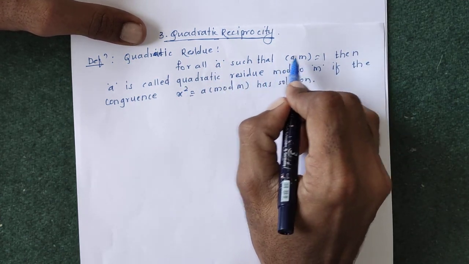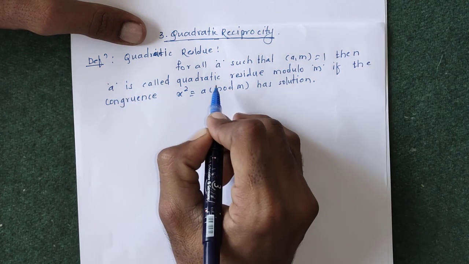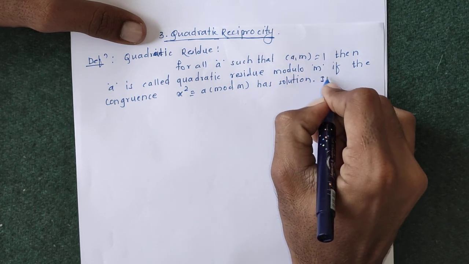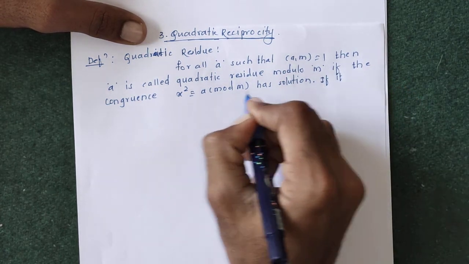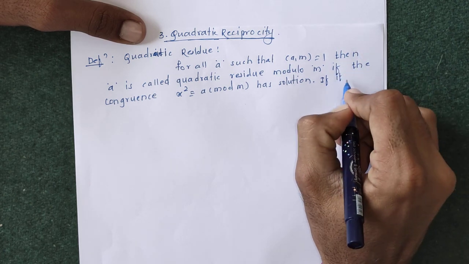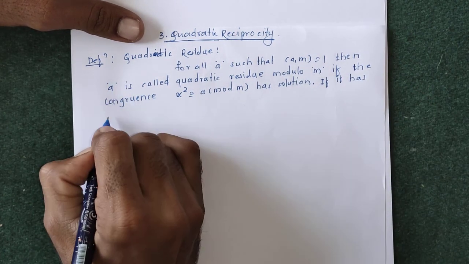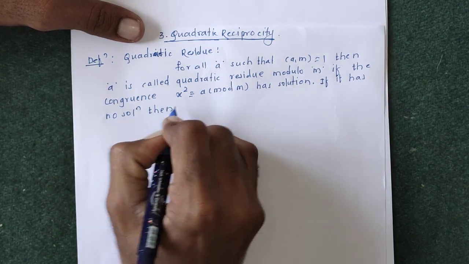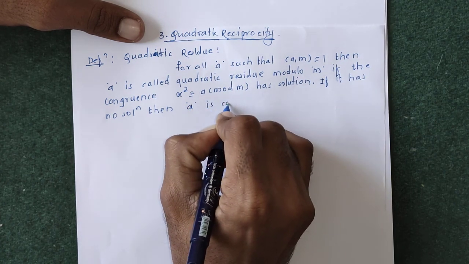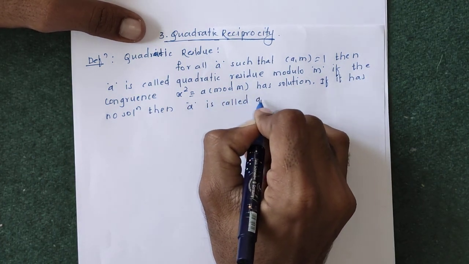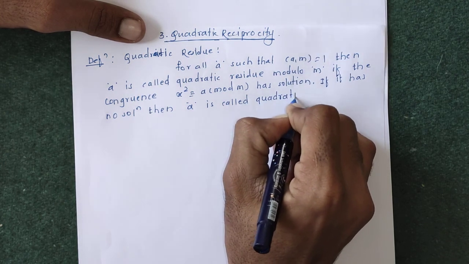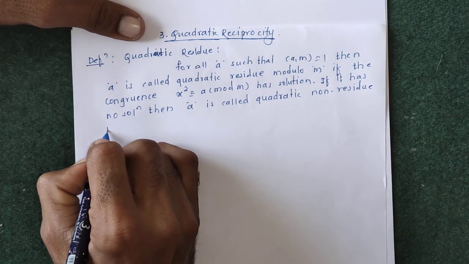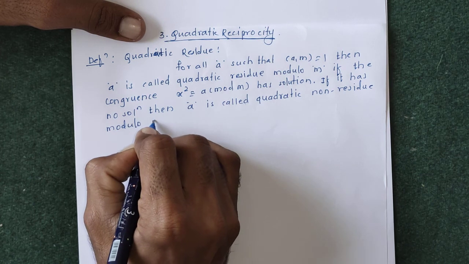So for all a which are relatively prime to m, these a are called quadratic residues under modulo m if this congruence has a solution. Now, if this congruence has no solution, then a is called a quadratic non-residue under modulo m.